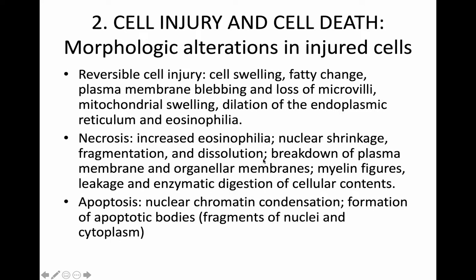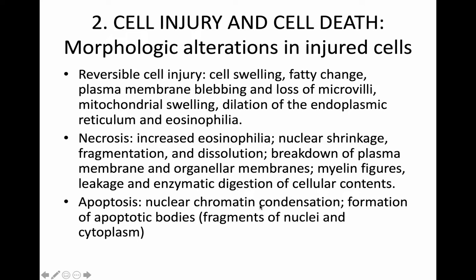There is also breakdown of plasma membrane. Once either of these two shows up, then there is irreversible cell injury and cell death is already in progress. Once the nucleus begins to shrink and the plasma membrane breaks down, there's no going back, right? Myelin figures appear inside the cell, there's leakage and enzymatic digestion of cellular content.